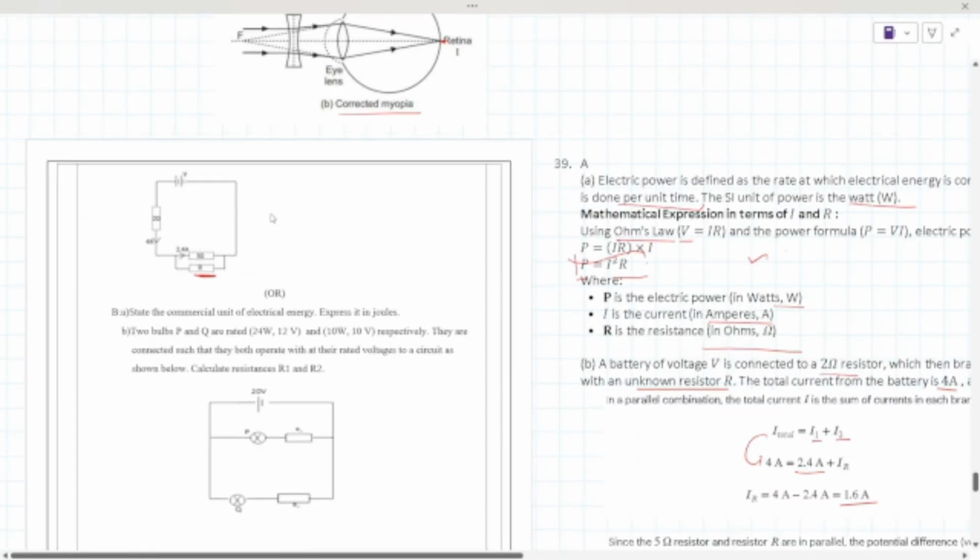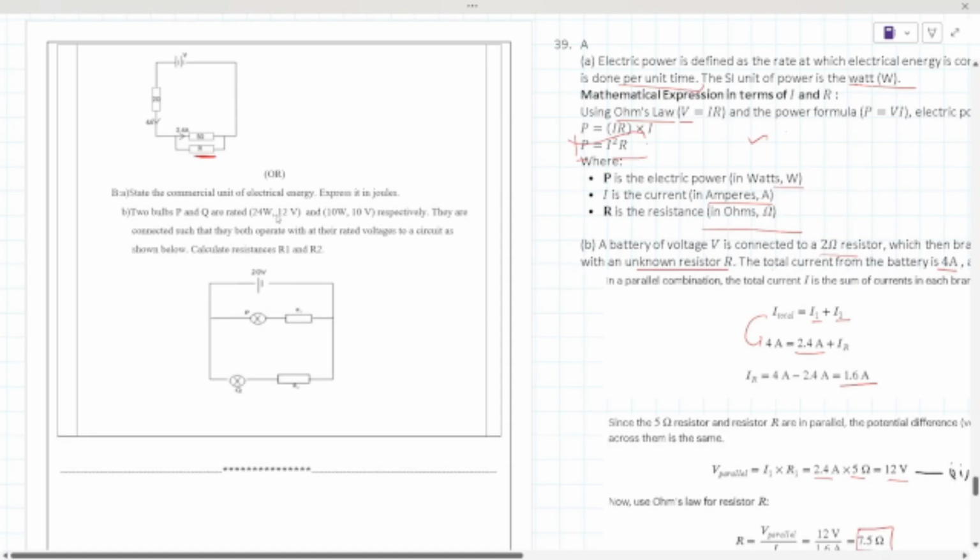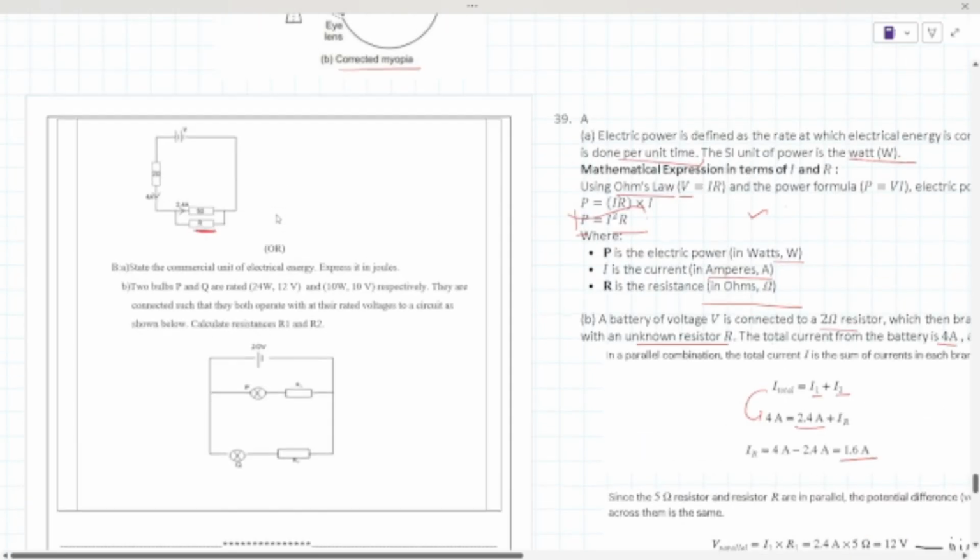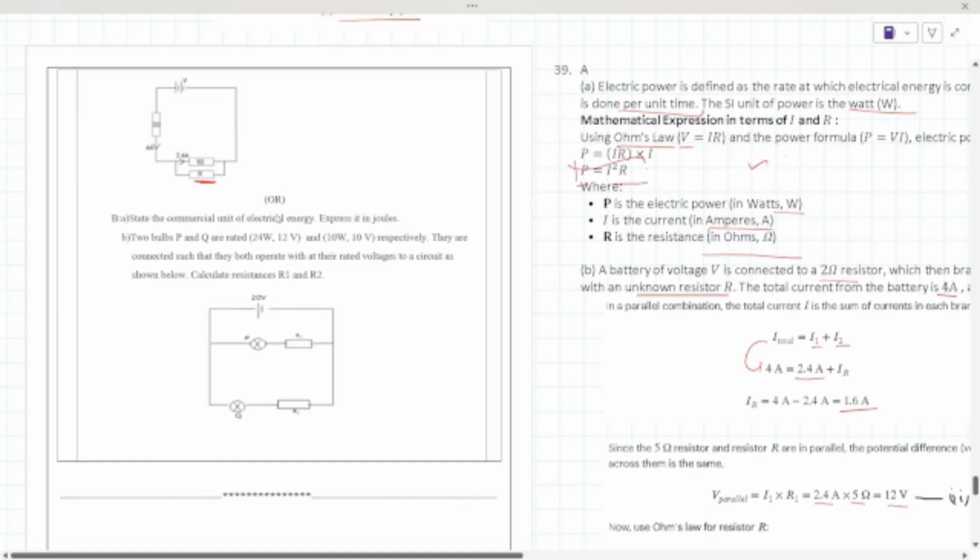Now, in question 39, there are parts. The first one, part A or B, we already discussed. What is the commercial unit of electrical energy? Electrical energy.